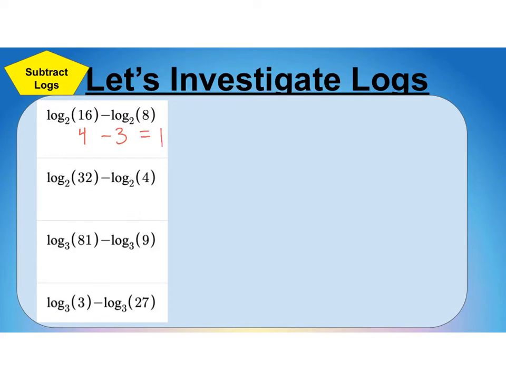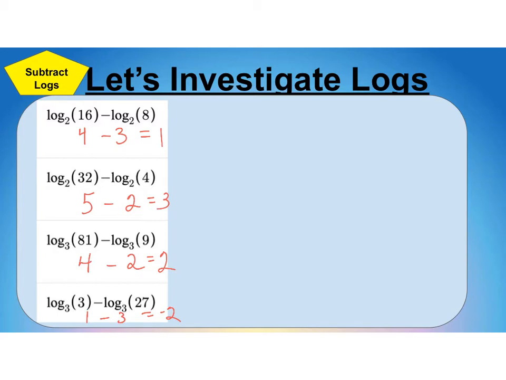Log base 2 of 32 is 5, minus log base 2 of 4 is 2, for 3. Log base 3 of 81 is 4, minus log base 3 of 9 is 2, equals 2. And log base 3 of 3 is 1, minus log base 3 of 27 is 3, for -2. Your overall answers can be negative answers. The only thing is, we're not taking logs of negatives. That's just where we can't have the negatives.